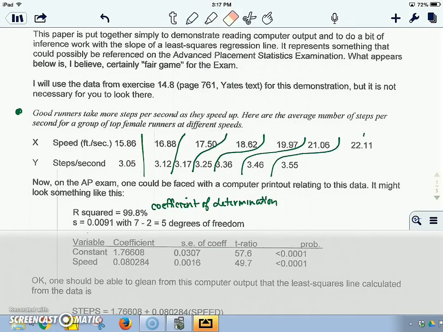Okay. If we want to look at how many runners there were, 1, 2, 3, 4, 5, 6, 7. So n equals 7. Now, on the AP exam, one could be faced with a computer printout relating to this data. And it might look something like this.